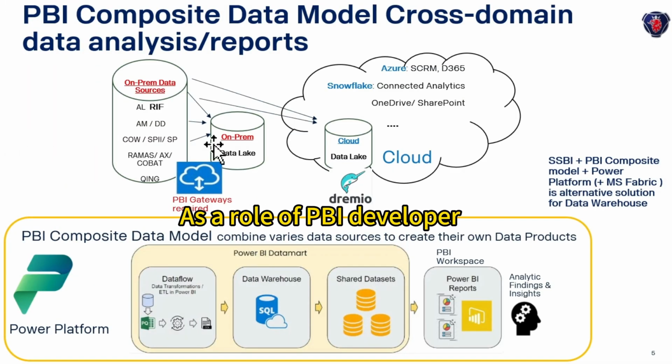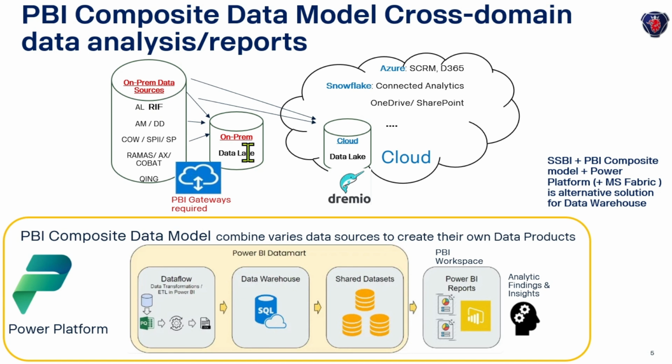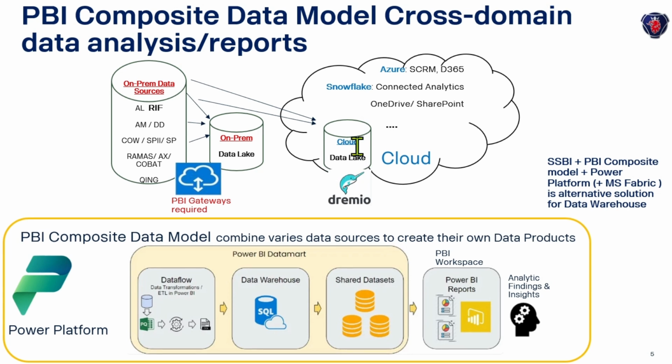Imagine I'm in the role of a Power BI developer. I want to combine different data sources. For example, AutoLine from With as an on-prem data source, and I also want Sales Portal in the on-prem data lake, and I want the order database in the cloud data lake, as well as SCRM in Azure, Connected Analytics in Snowflake, and one of my lookup tables in OneDrive, together to combine a report.